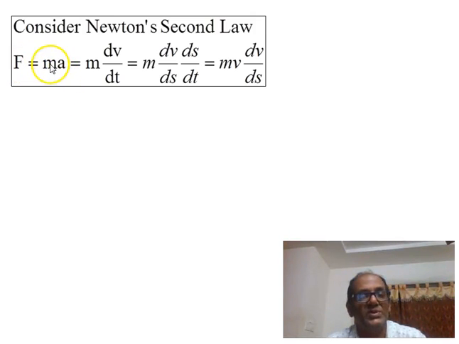Of course, under the assumptions that mass m is constant and we are using SI units. So this ma is m dv over dt because a is dv over dt. By chain rule, we say that dv over ds into ds over dt is given by dv over dt, and thus we come about with mv dv over ds.